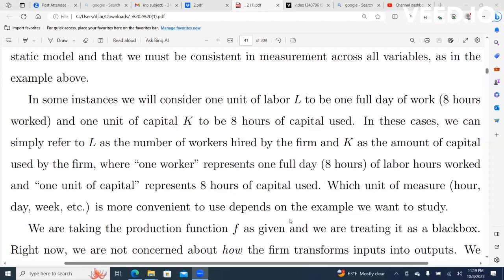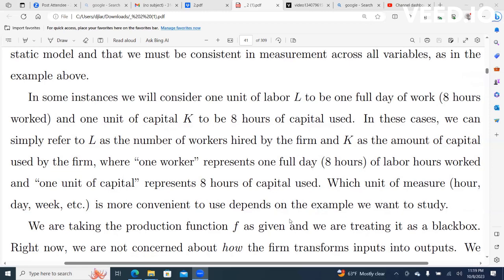K is a quantity of capital, also as a function of time, but we always do it where the time periods are equal, so we don't really consider that. We just want to consider some simplified unit of labor and some simplified unit of capital. So in some instances, we will consider one unit of labor L to be one full day of work, 8 hours, and one unit of capital K to be 8 hours of capital used.